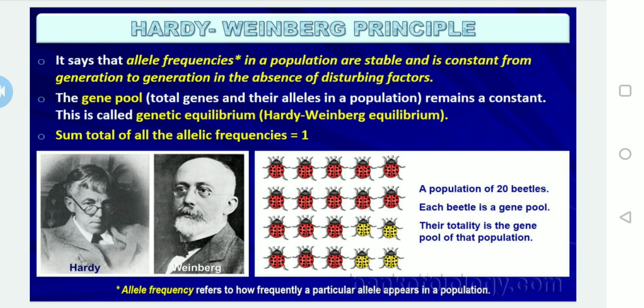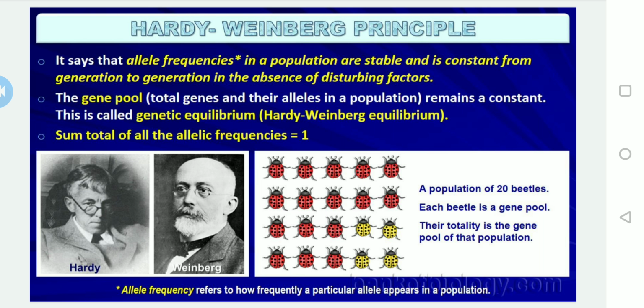In other words, how can you define the Hardy-Weinberg principle? The gene frequency remains constant from generation to generation unless it is altered by external agencies, and this is called genetic equilibrium. This is the definition of the Hardy-Weinberg principle. This law was proposed in 1908. Please note down, all the things cannot be given in the slide only.